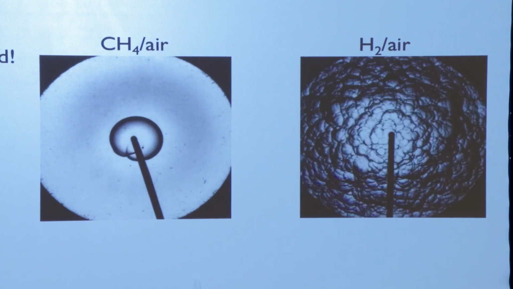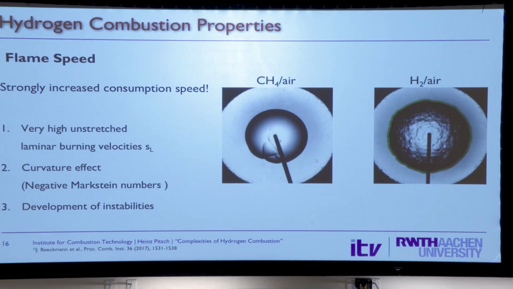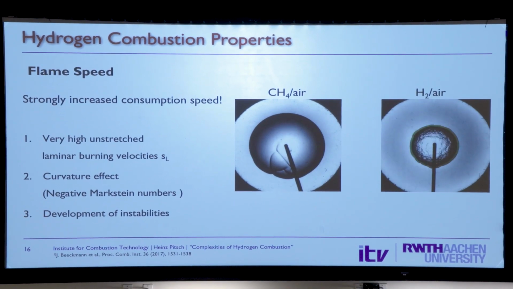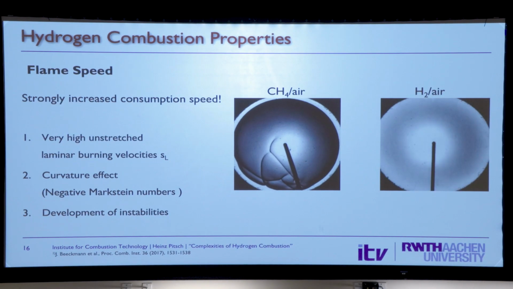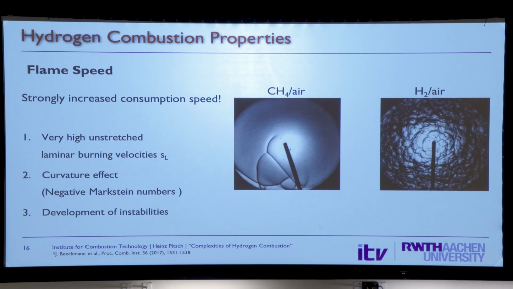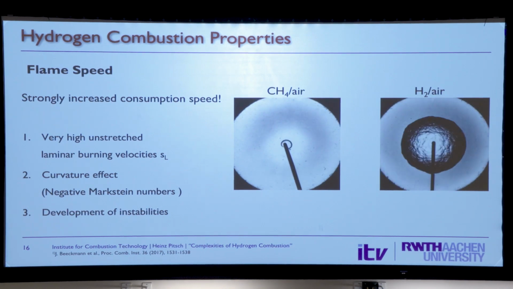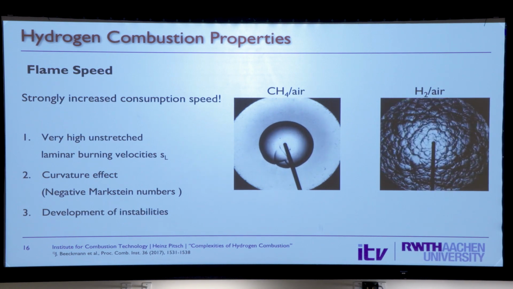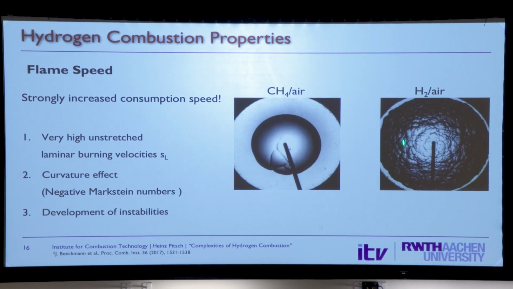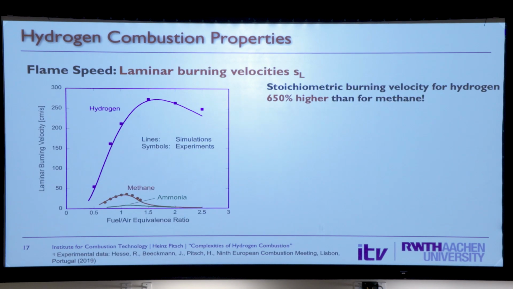There are three reasons why it's faster. The first is that even the unstretched burning velocity is higher. Then secondly, there are curvature effects that lead to this spherical flame burning faster. We said for methane, it becomes faster when the curvature goes down, but for hydrogen, actually positive curvature makes it faster compared to the unstretched flame. And so just curvature effects make it faster. And then third, you get these instabilities. We can look at these one by one.